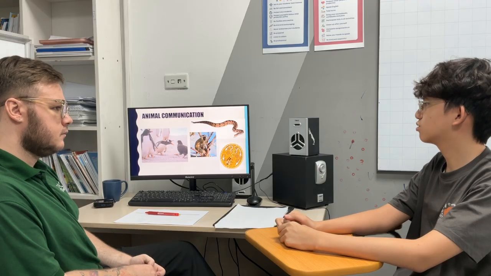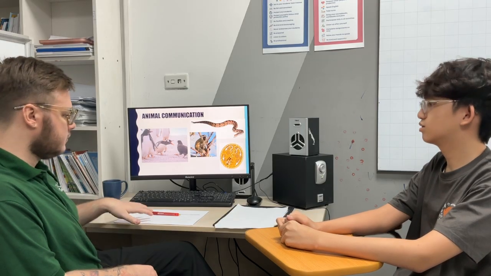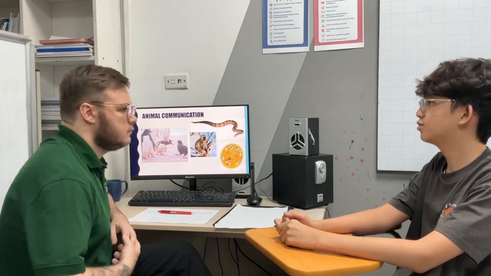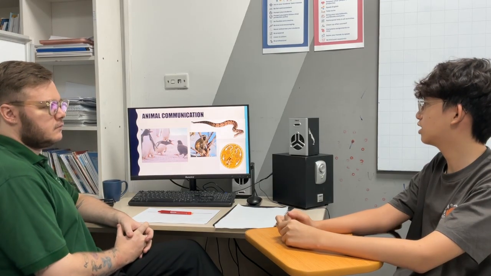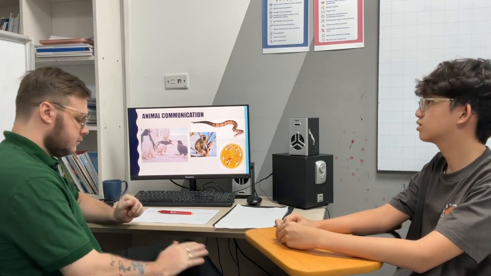And lastly, the hippos grunt and bellow so that they can scare away the animals, and they can also attract other females. Good.